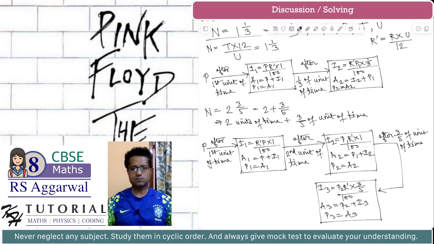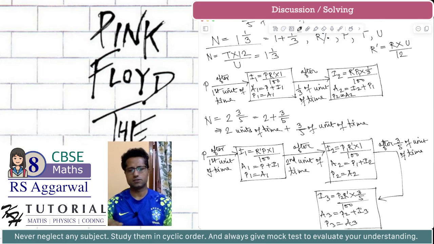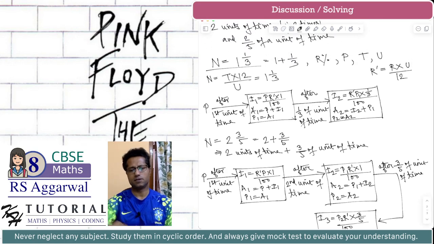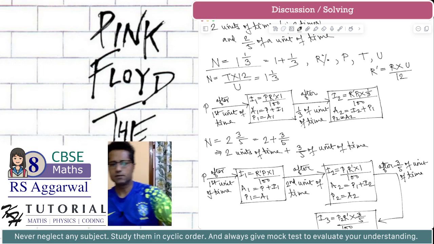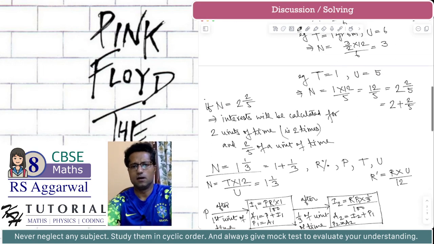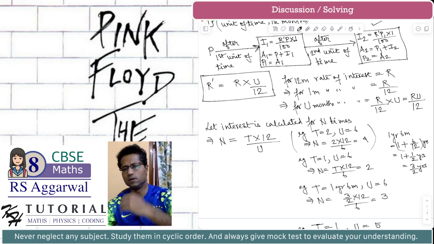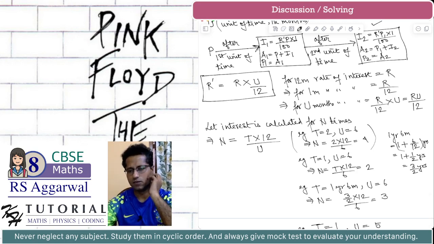I hope you understood how the calculation of interests is done based on a given P, R, T, and U. So in the calculation of compound interest or amount, you are using R dash, not R. Now, for some cases, R dash will be equal to R. That is fine. But R dash is usually R into U divided by 12, where R is the given rate of interest per annum and U is the unit of time in months, divided by 12.